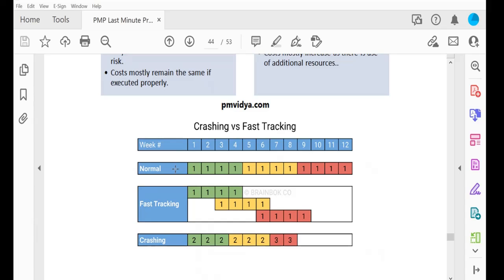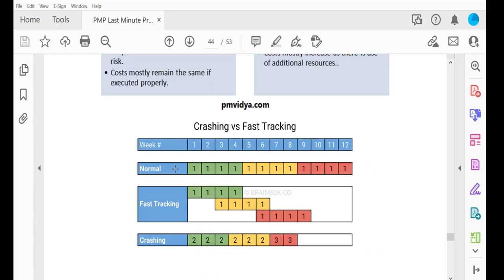SPI and CPI, if it is one and greater than one, it means your project is within budget and ahead of schedule. If it is less than one, that means your project is over budget and behind schedule. So less than one means behind schedule and over budget, and greater than one means in budget and ahead of schedule.